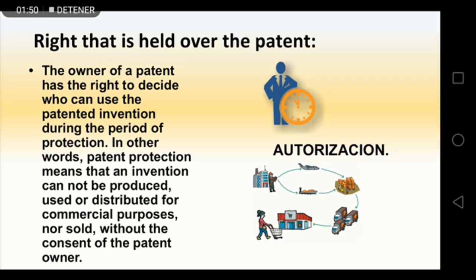Right that is held over the patents. The owner of a patent has the right to decide who can use the patented invention during the period of protection. In other words, patent protection means that an invention cannot be produced, used, or distributed for commercial purpose nor sold without the consent of the patent's owner.